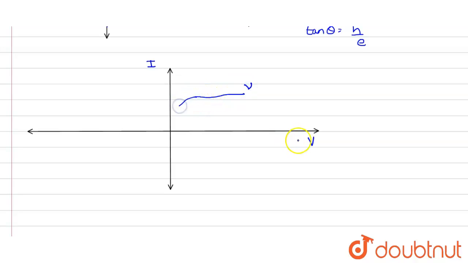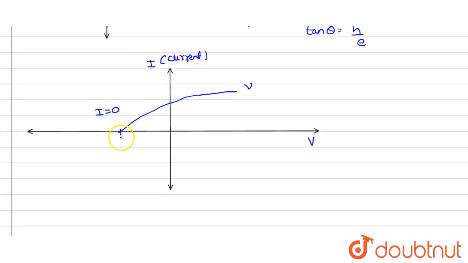Now if we increase the reverse potential, just to stop the electrons, we draw a curve like this. So there would be a point at which our current would turn out to be 0. Here on the vertical axis we are not representing the intensity, but we are representing the current. Now at one point our current would become zero.